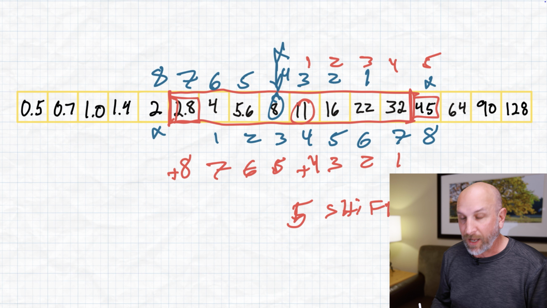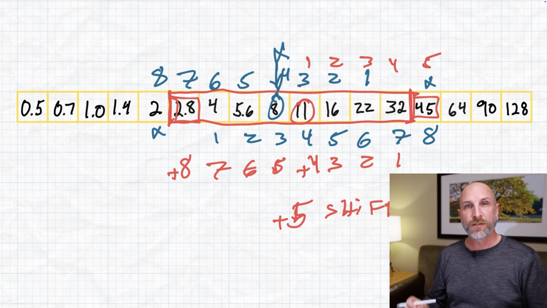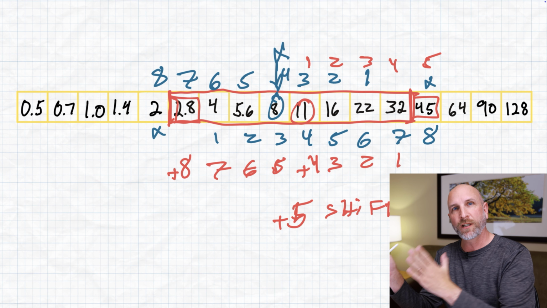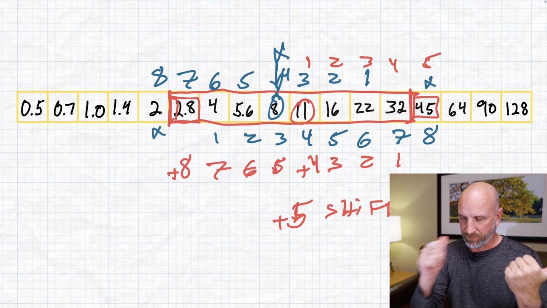I don't know if you can read that. It's a +5 shift from F8 up. So to do our overexpose, we shift up 5 stops. To do our underexpose, we shift down 5 stops.